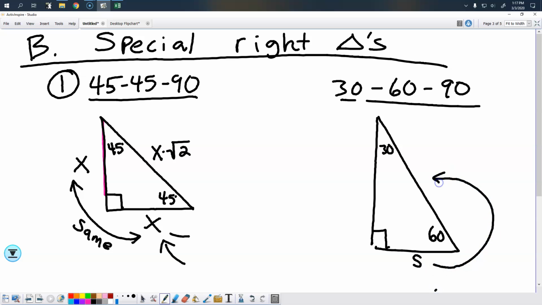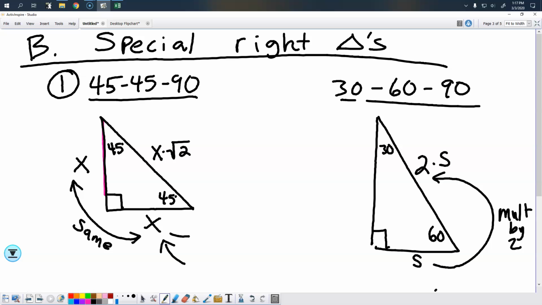30, 60, 90 triangles have a really interesting property. The property is that if you take the short leg and you double it, in other words, just multiply it by 2, not the square root of 2, but just 2, you'll find the hypotenuse. So in other words, if your short leg was 8, your hypotenuse would be 16.